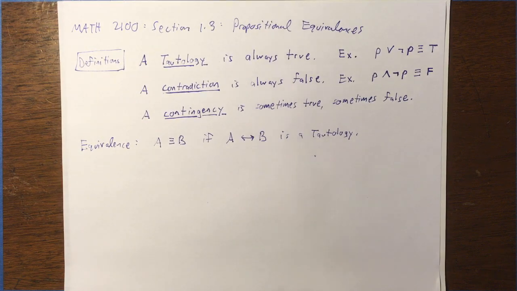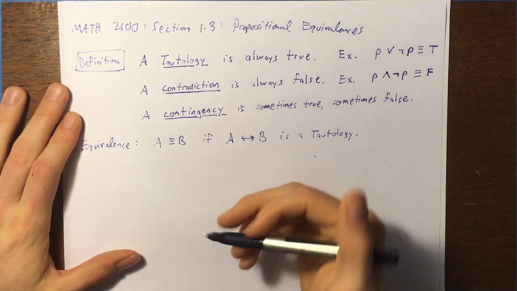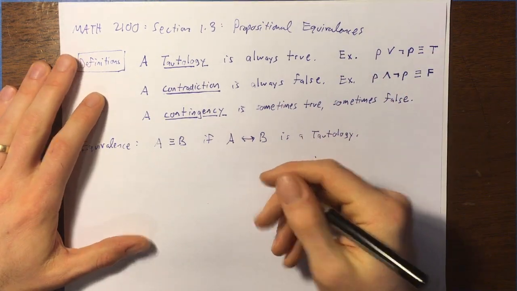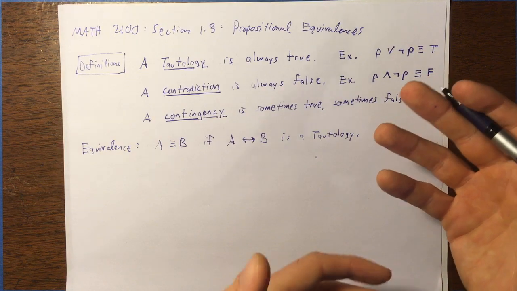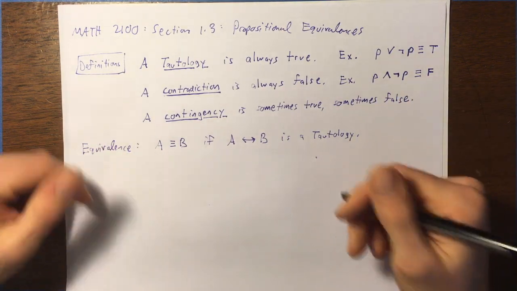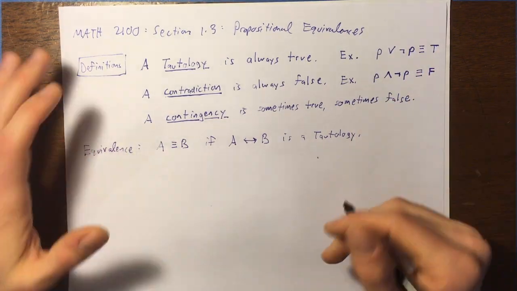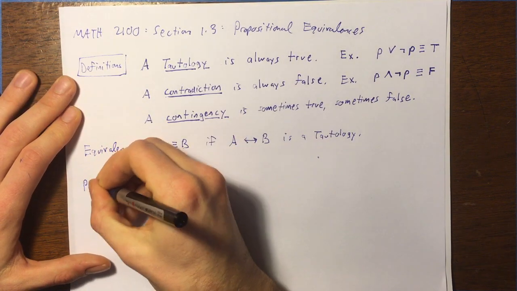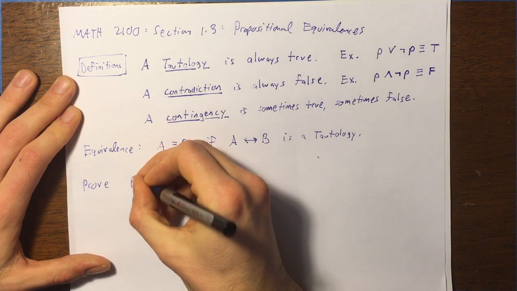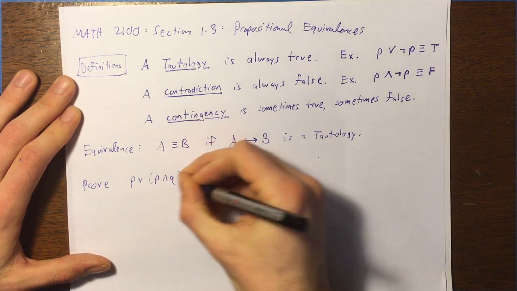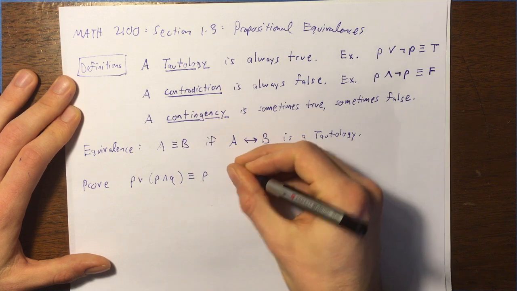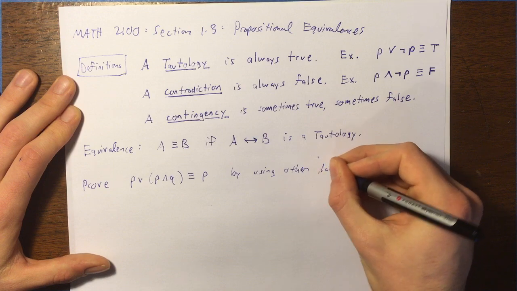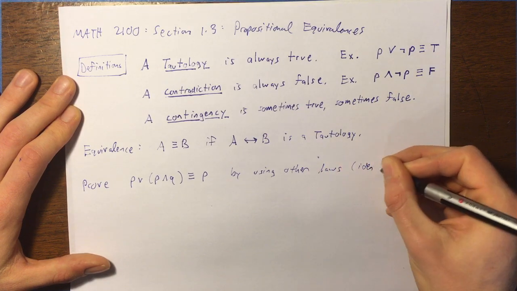other laws, not the other absorption law because there's two of them. I'm not going to use the other one because they're sort of related to each other, and to use one absorption law to prove the other absorption law would be kind of like circular reasoning in a way. They're called duals of one another. We don't want to do that. We want to prove absorption using other laws. So we're going to prove P or (P and Q) is equivalent to just P by using other laws, or identities, or equivalences, whatever you want to call them.